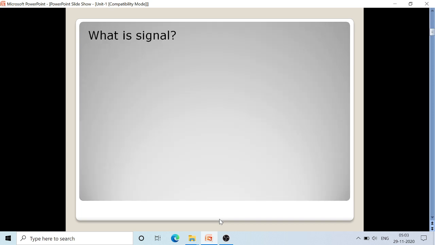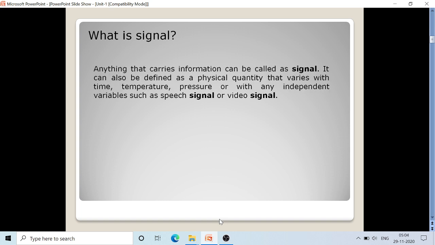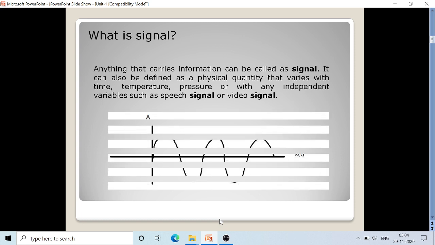Now coming to the introductory part, first of all you should understand what a signal is. A signal is anything that carries information. It can also be defined as a physical quantity that varies with an independent variable that may be time, temperature, pressure, etc. Examples of a signal are a speech signal, video signal, etc.